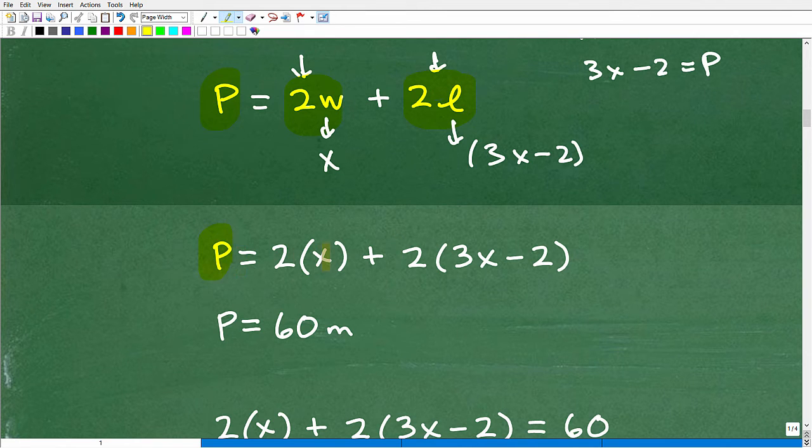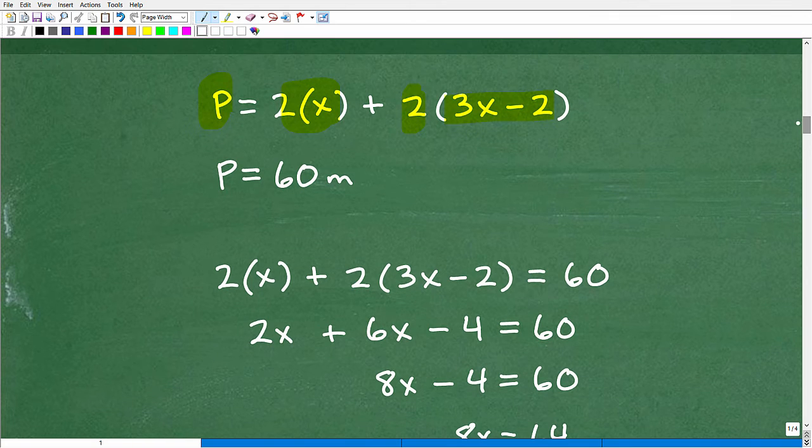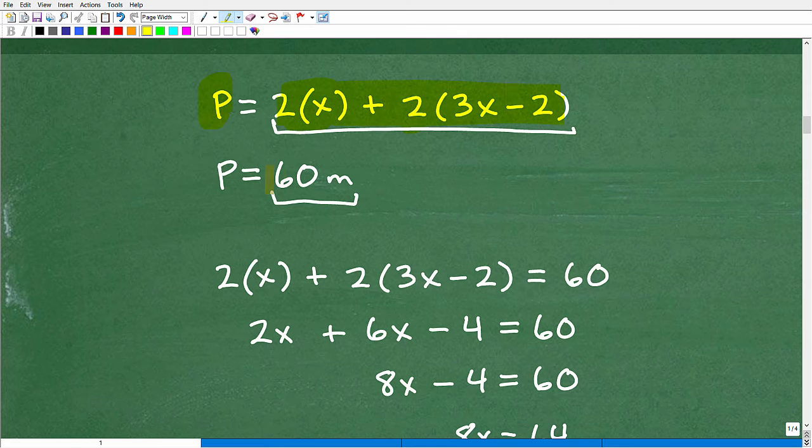So the perimeter is equal to 2 times x, that's the width, plus 2 times the length, which is 3x minus 2. Very important that you use parentheses, these grouping symbols, because that's going to make a difference when we solve this equation. Always use parentheses when you're substituting in for variables in algebra. Now I know the perimeter is equal to this, and I also know it's equal to 60 meters, so I can equate these two. This thing is therefore equal to this. So I can just go ahead and set up an equation.